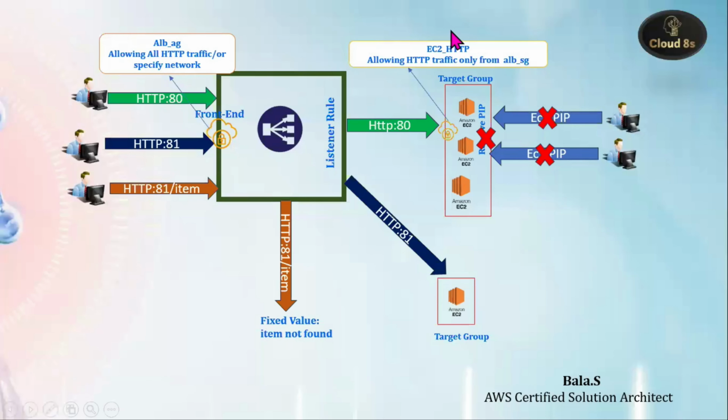Back to the slide, if you can see, the green network is working fine, as well as the blue network. If the user tries to access with HTTP 81, it is forwarded to the Ubuntu machine. Now another thing we are going to use is a fixed, static value. If the user tries to access port 81 slash item, it should forward the traffic to the fixed URL. So let us see it on the console.